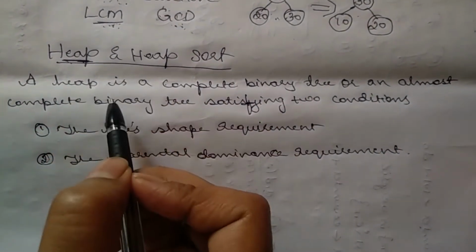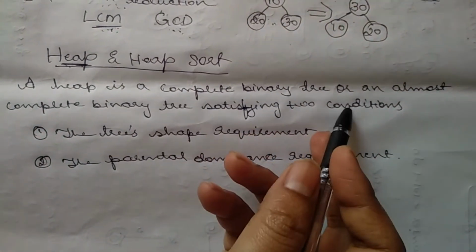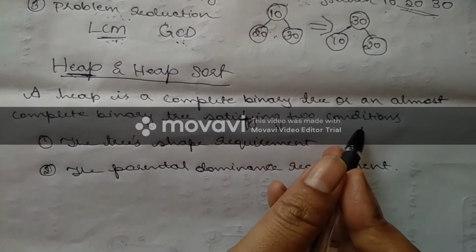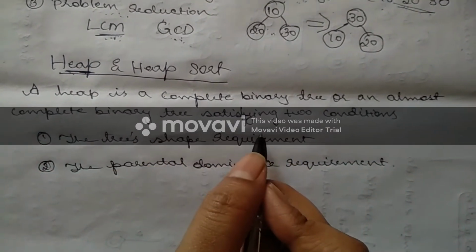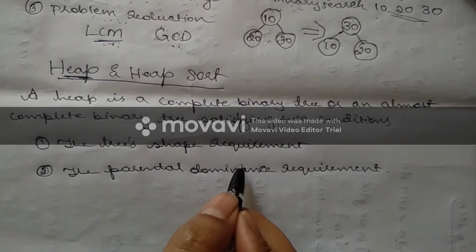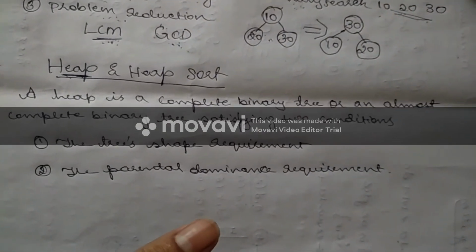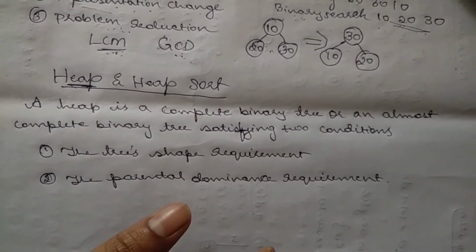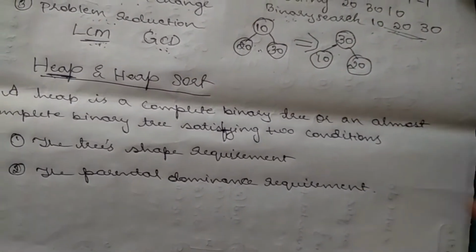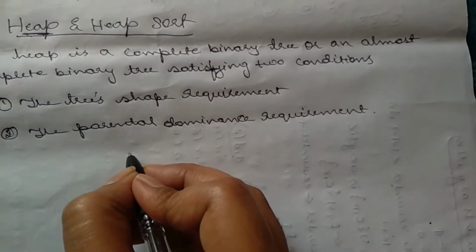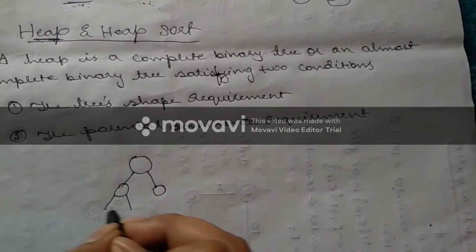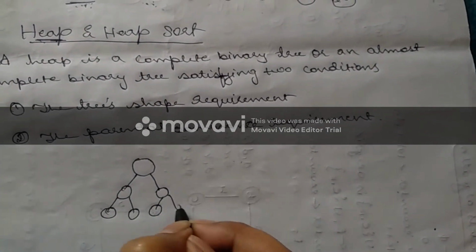What do you mean by heap? A heap is a complete binary tree or an almost complete binary tree satisfying two conditions: the tree's shape requirement, and the second one is the parental dominance requirement. You all know what a complete tree or an almost complete binary tree is, is it not? See here, I'll show you what a complete binary tree is. See, for example, if I have a tree, all its levels are complete.